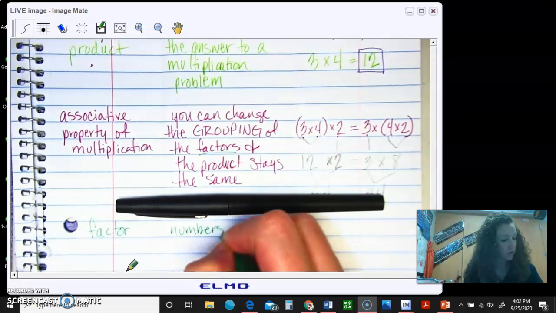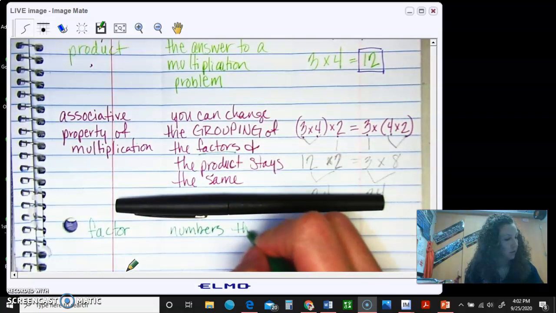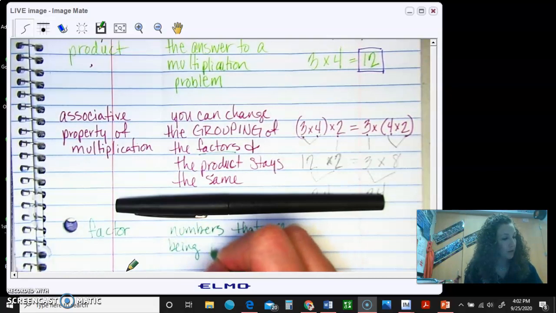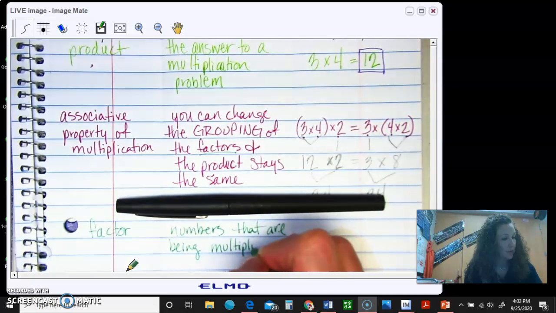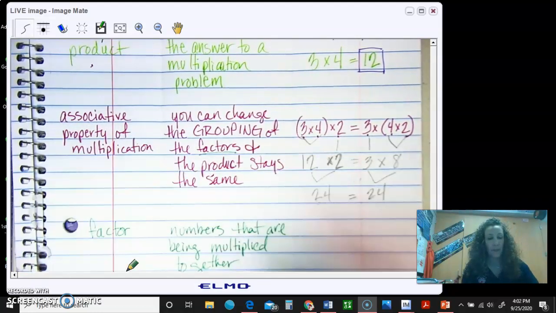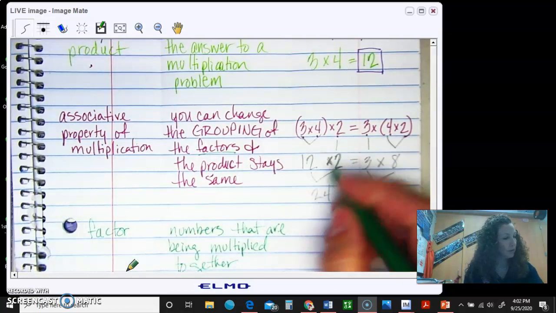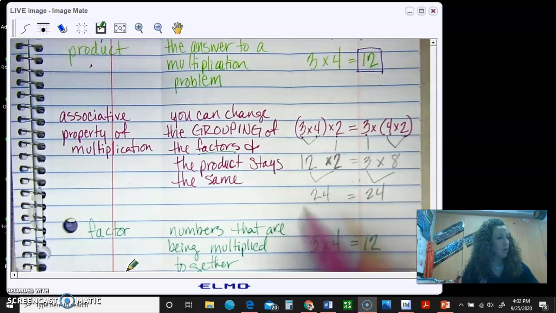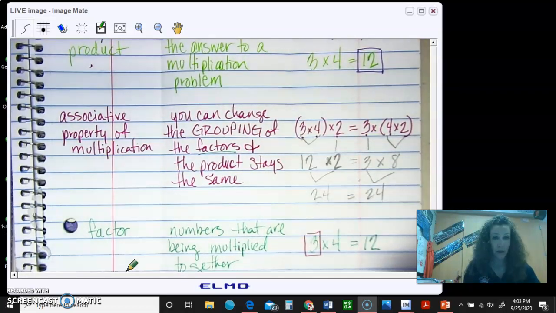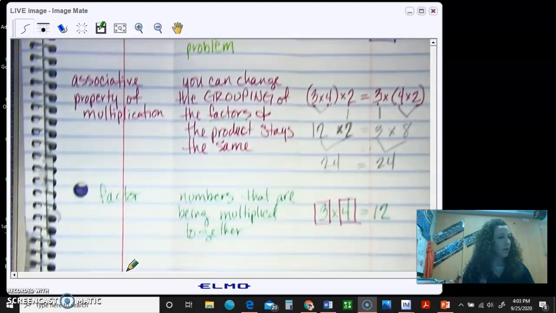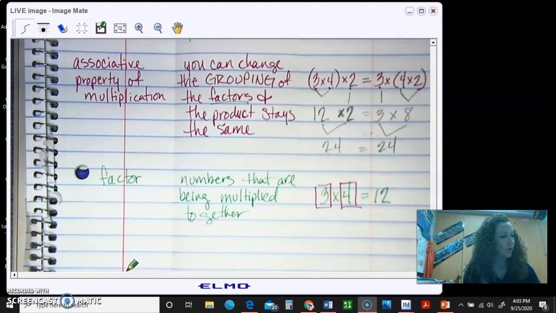Numbers that are being multiplied together. Okay, so I'll use the same one that we used up here. 3 times 4 equals 12. So our 3 is a factor and our 4 is a factor. Okay? All right, moving to the next vocabulary word.